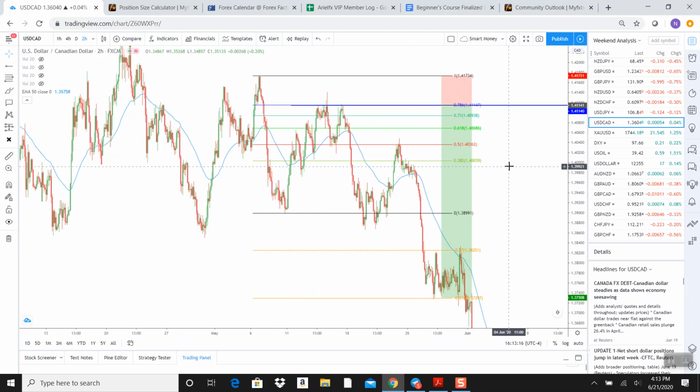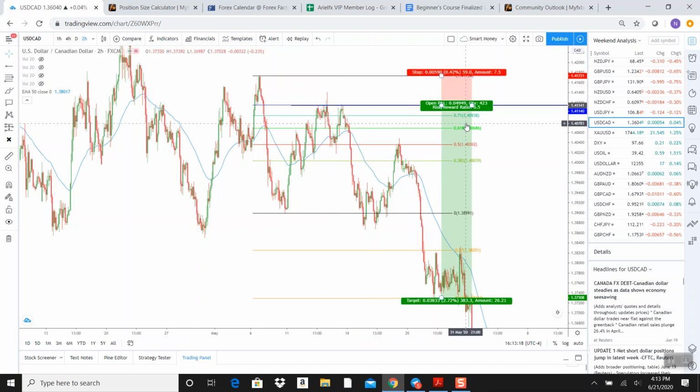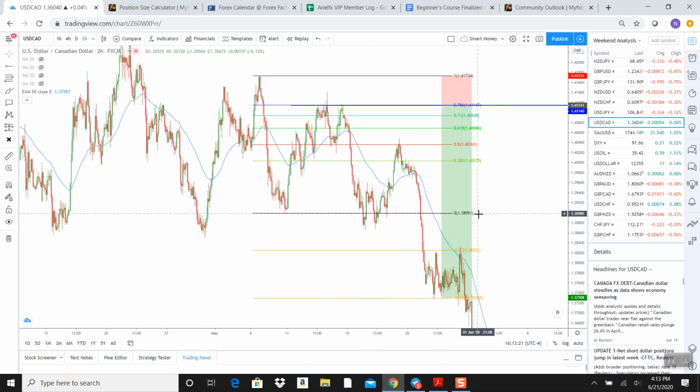Okay, that's going to be very crucial in determining what lot size you need to be using and where you should be positioning your stop loss and your take profit for that particular trade.